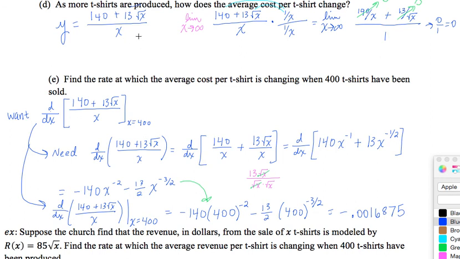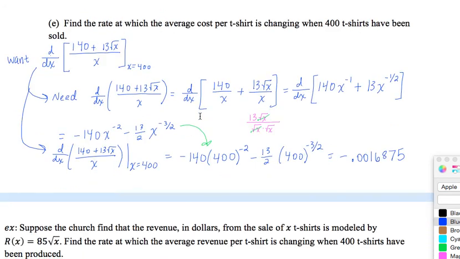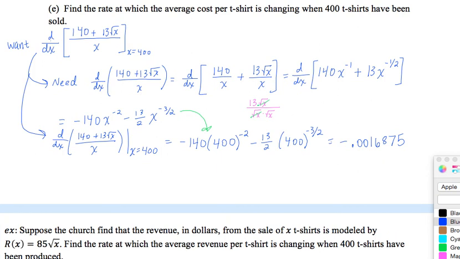Okay, so what does that mean? It's important that you understand what that means. Derivatives tell us the rate at which things change. So this is telling us that the average cost per shirt is changing at this rate. Now we got a negative rate, so that tells us that the average cost per shirt is decreasing. That's what that negative means.